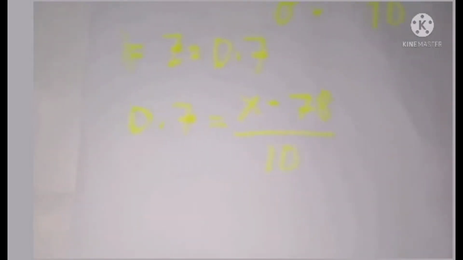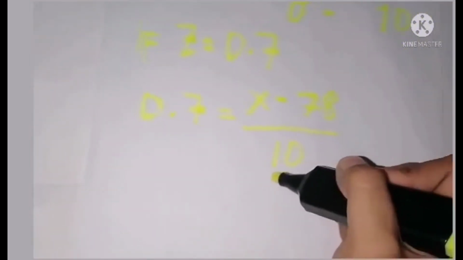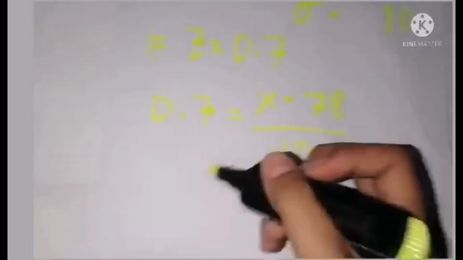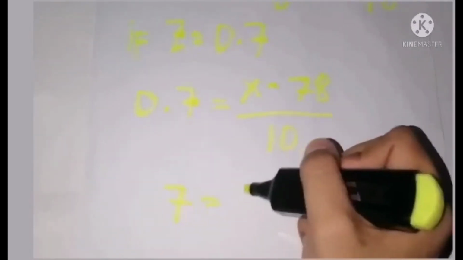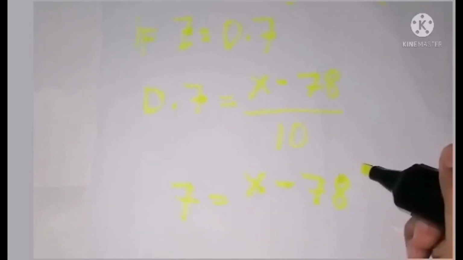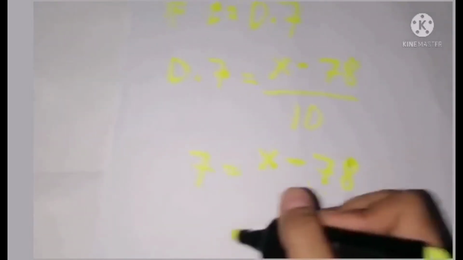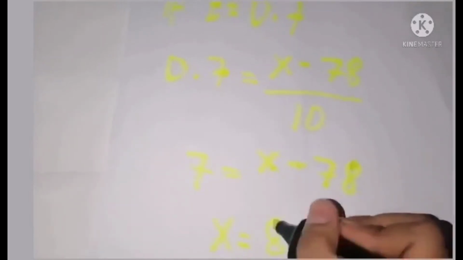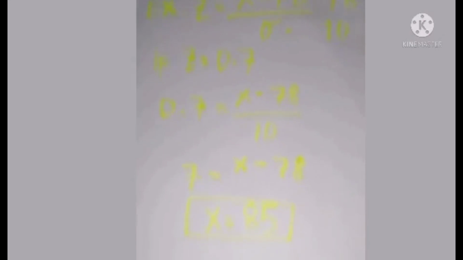Then, solving for X by cross multiplication, 0.7 times 10 is equals to 7. Equals yung X pa rin, then minus 78. Then transpose the 78 to the other side. So 7 plus 78 is equals to 85. So ito na yung result.